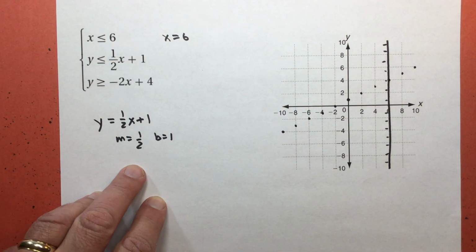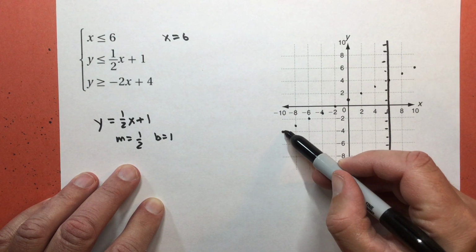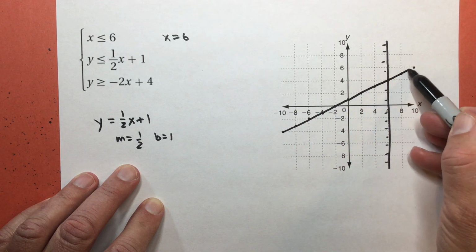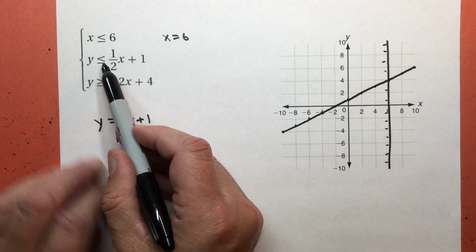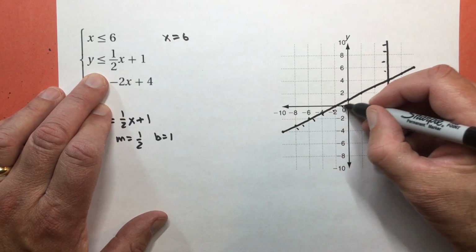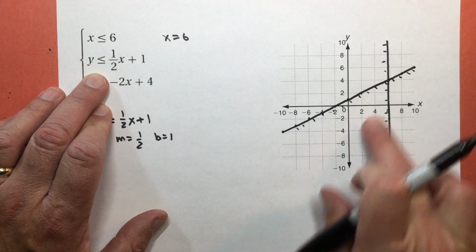All right. So, again, solid line. So I'm going to draw a solid line through here. And I want the y values to be less than that line. So I'm going to shade below it. Now, like in the previous videos, I would know that this is the overlap.